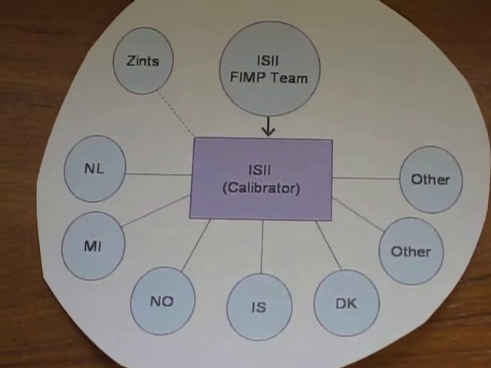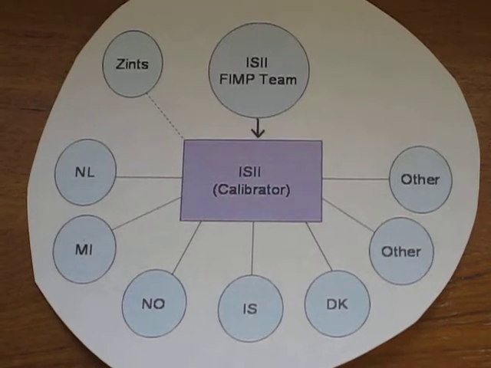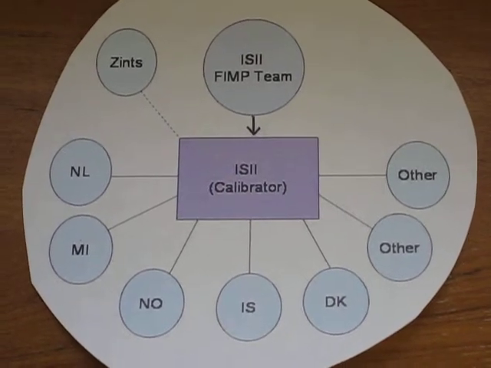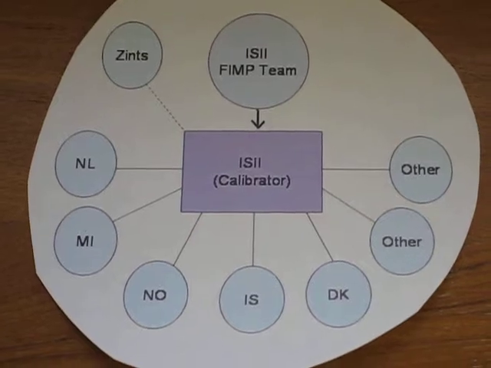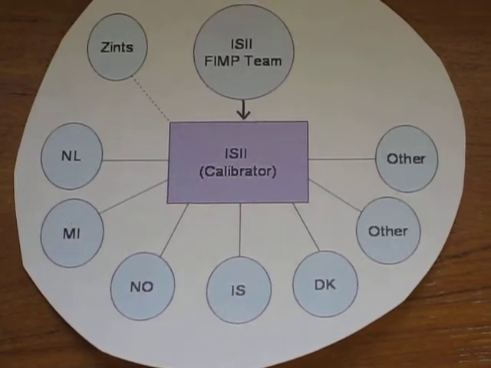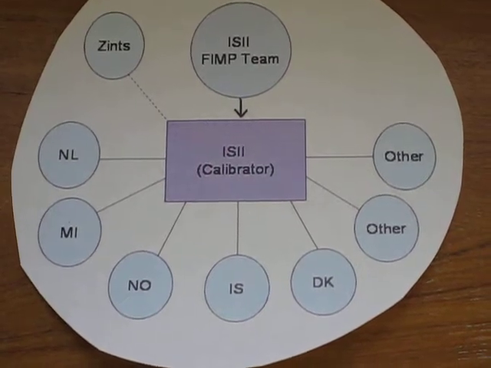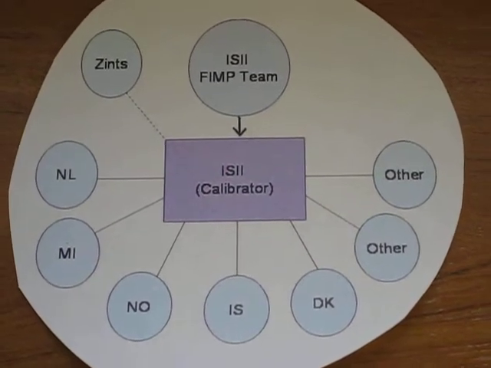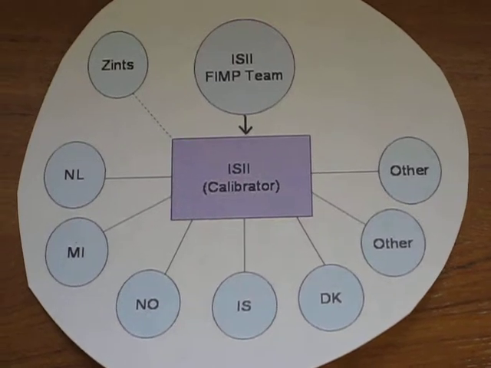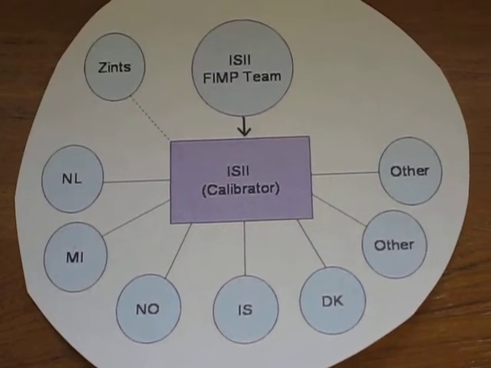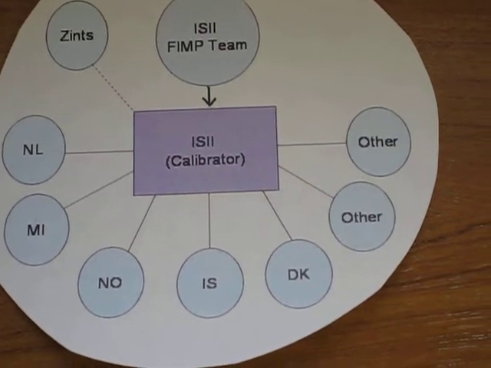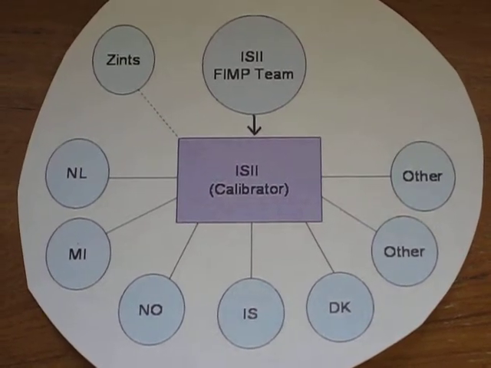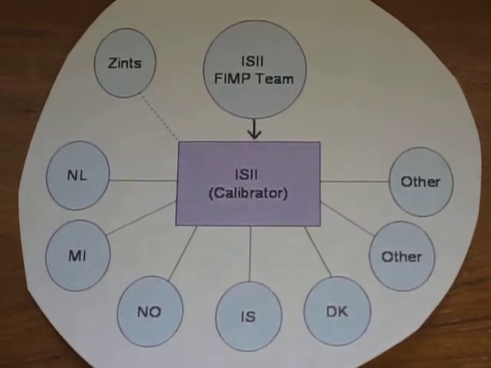So we're going to give you a little rundown on our thoughts on the FIMP Central ISII online database. What you're looking at right now is the conceptual view of what we want. You'll notice that in the middle there is the ISII as the calibrator of FIMP scores, and feeding into that are all the projects, as well as, up in the upper left-hand corner, Zintz. He's our data analyst who will also be inputting and analyzing. And just above that central box is the ISII FIMP team. So this is essentially what the website is conceptually.